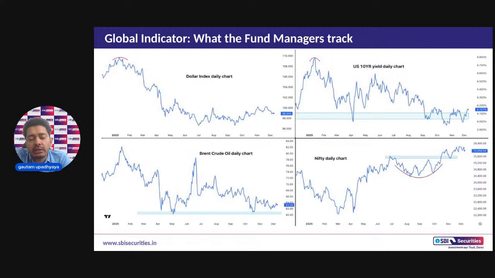Coming to the 10-year bond yields, see, bond yields बहुत important है. This is like the most important asset class. Bonds have a significant impact on the equity markets as well. And there is news that in this week itself, US का Fed meet है, which is scheduled on Wednesday. And उसका impact जो है हमारे markets पे Thursday के trading session पे आएगा.